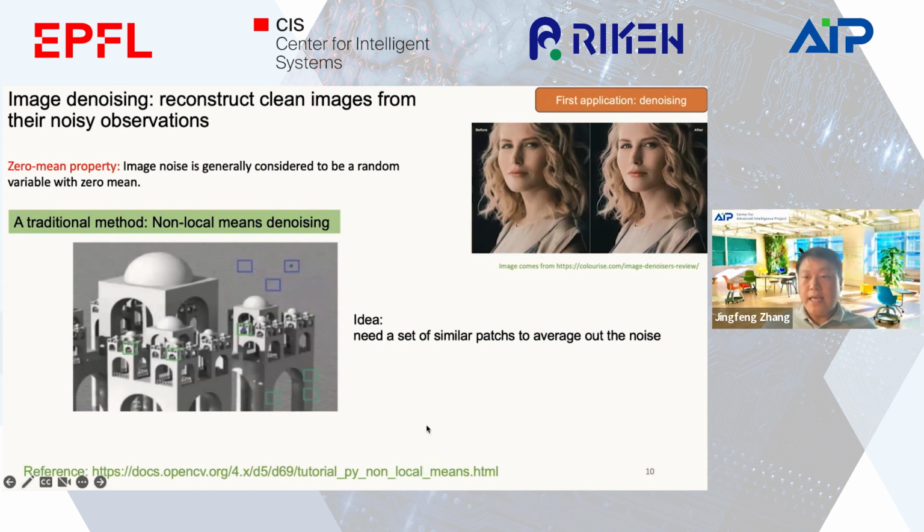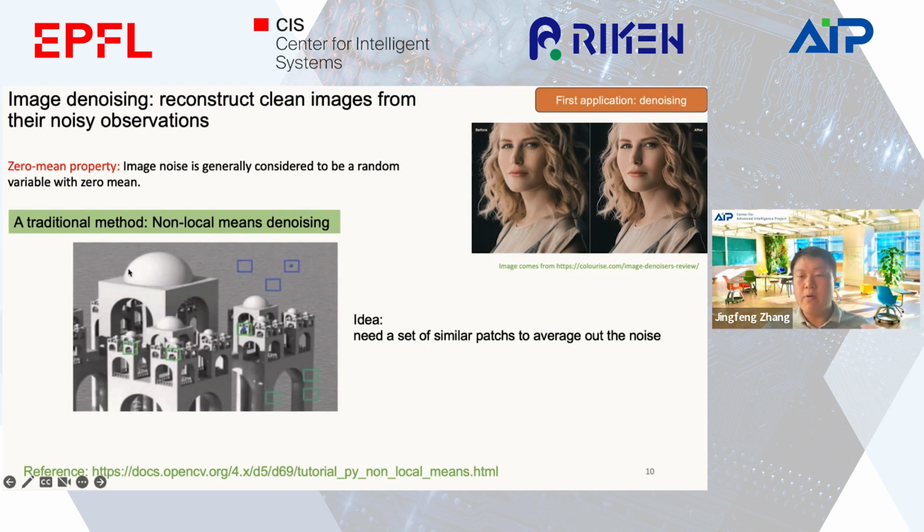Image denoising is to reconstruct the clean image from their noisy observations. Therefore, it is commonly used in medical image, satellites, and camera. In image denoising, the noise is generally considered to be a random variable with zero mean. For example, if we take a large number of pixels and compute their average, the noise should be cancelled out. Otherwise, the noise will affect the brightness of the image.